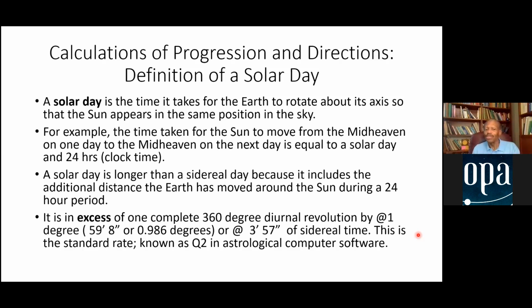A solar day is longer than a sidereal day because it includes the additional distance the Earth has moved around the sun during a 24-hour period. It is in excess of one complete 360-degree diurnal revolution by approximately 1 degree, or on average 59 minutes 8 seconds per day, or 3 minutes and 56.7 seconds of sidereal time. This is the standard rate, known as Q2 in astrological computer software.